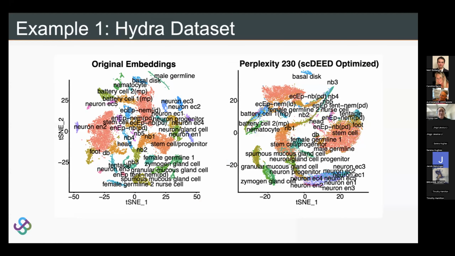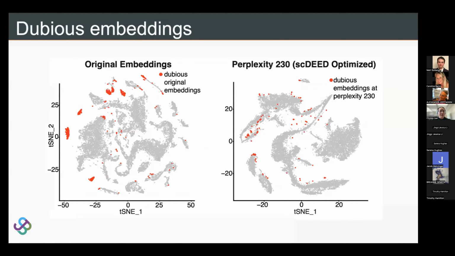To get a better idea of the differences in these visualizations, we looked at the dubious cells. So at perplexity 230, there are very few dubious embeddings, and they're mostly just on the periphery of clusters. But in the original embeddings, we have entire clusters that have been marked dubious, suggesting that this cluster location is not reliable.